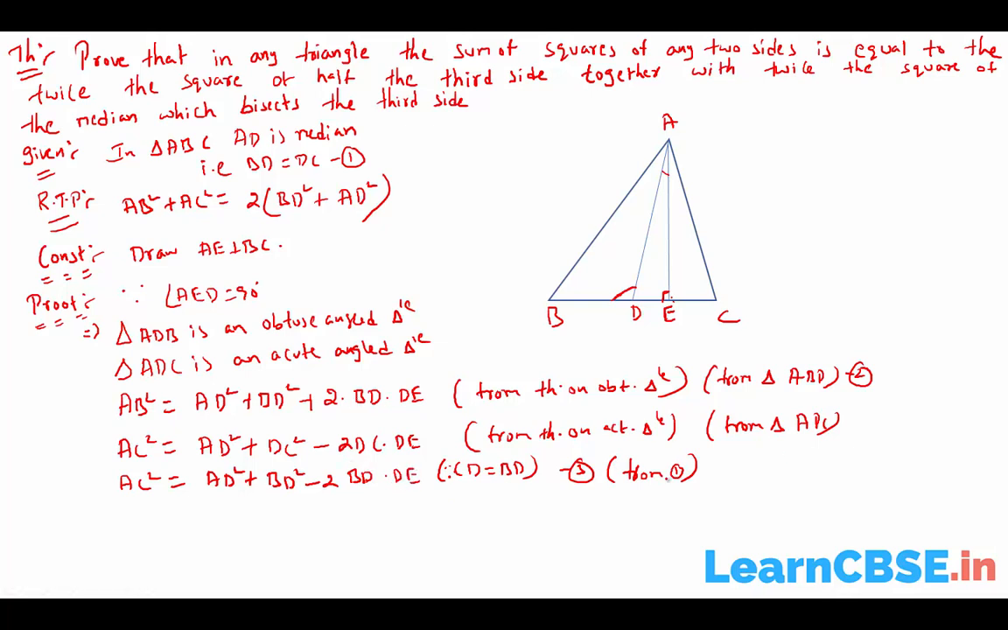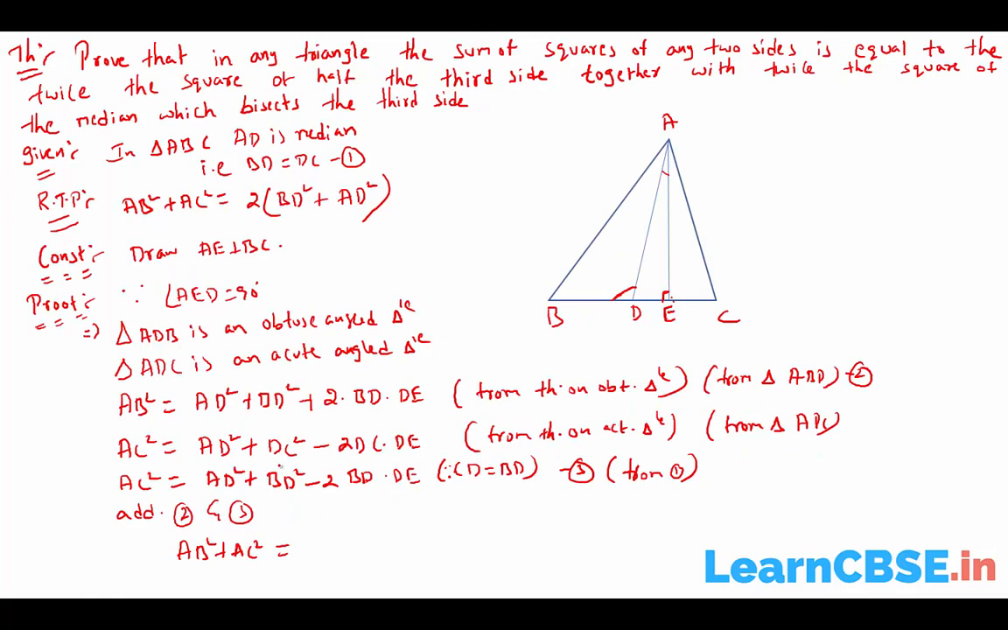Now I'm adding equation 2 and equation 3. We get on the left side AB square plus AC square, that equals 2AD square plus 2BD square, and plus 2BD into DE minus 2BD into DE get cancelled. Taking 2 common, 2 of AD square plus BD square. So that is what we had to prove.